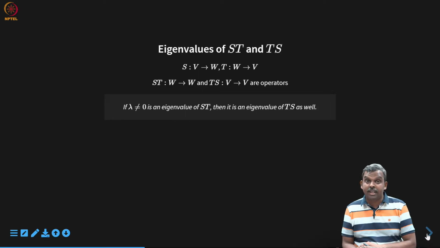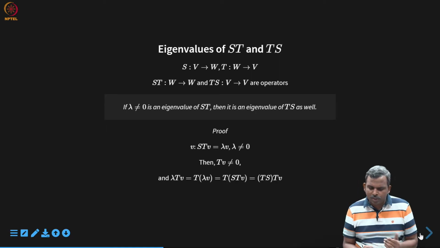If you look at ST and TS and both are operators, then they share the same set of non-zero eigenvalues. It cannot be that there is a non-zero eigenvalue for one, but it is not an eigenvalue for the other. It's a very interesting little result, and the proof is not very complex as well. So it seems like when both ST and TS are defined, it's enough if you worry about the eigenvalues of one of those. The other is the same, right?